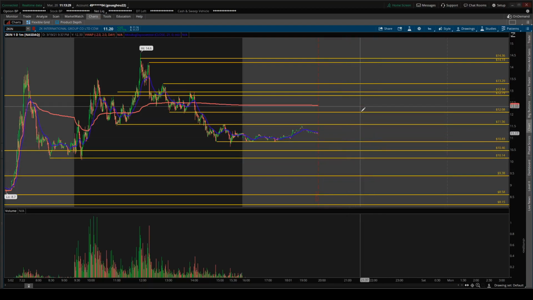So tomorrow, this is technical stuff. It does not define my entry or my exit. It does not define my bias. Of course, it informs my bias. It affects my bias or my entries, but it's not the only thing I'm relying on to enter or to exit.